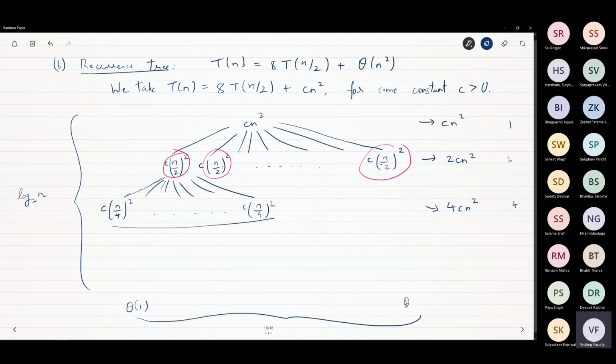Okay. So at the bottom when you have theta 1, how many theta 1s will you have? That's the question, right? How many of these will you have? Correct. But anyways, that's a different question.